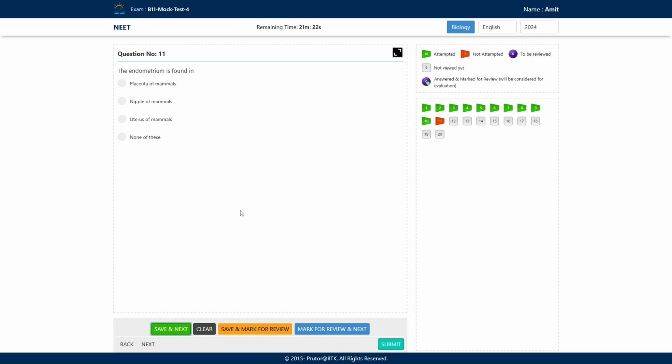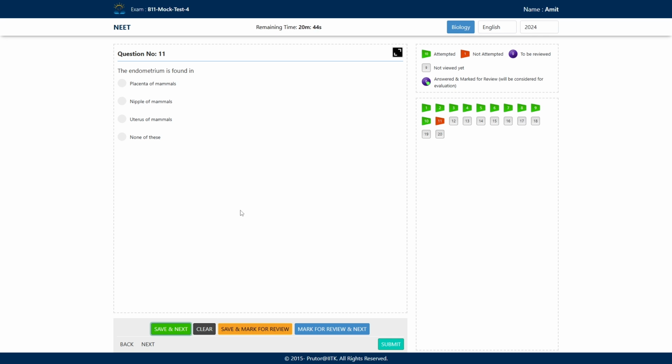The endometrium is found in A. Placenta of mammals, B. Nipples of mammals, C. Uterus of mammals, and D. None of these. So, where do we see the endometrium? See, placenta of mammals. Placenta is not having the endometrium. The endometrium is the lining of the cell that is found in the case of uterus.